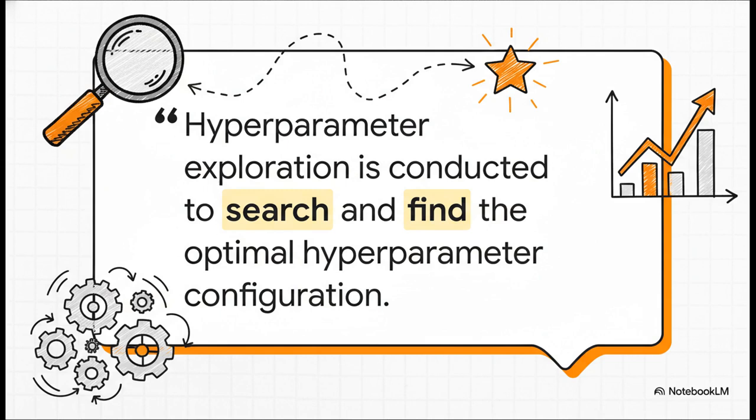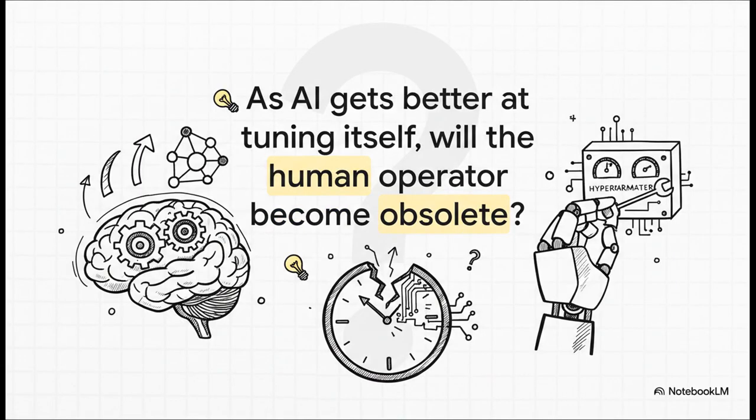You know, there's a great quote from Intel on this, and it really hits the nail on the head. They say, "hyperparameter exploration is conducted to search and find the optimal hyperparameter configuration." And that word, exploration, is perfect. It's not about knowing the answers up front. It's about a journey, a search, to find the one combination that's going to unlock what your model can really do.